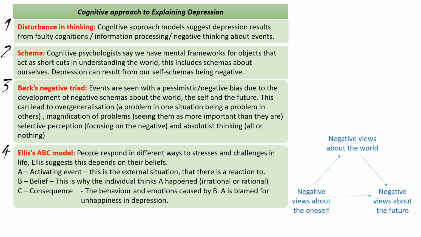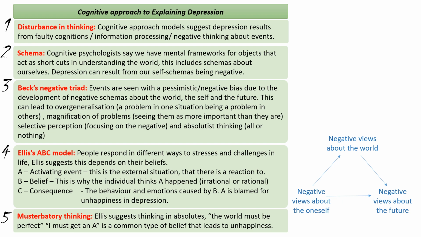Ellis also has the term masturbatory thinking. Ellis suggests one of the reasons that we have depression is because we believe that the world owes us. We believe the world should be a certain way. And if it's not, we're not happy. So the world must be perfect, or maybe more relatably, I must get an A on this test. It must not rain on my wedding day, otherwise it's ruined. If we believe in musts, and musts can't always happen, and the world doesn't always turn out the way we want it to be, this is clearly going to lead to disappointment and unhappiness.